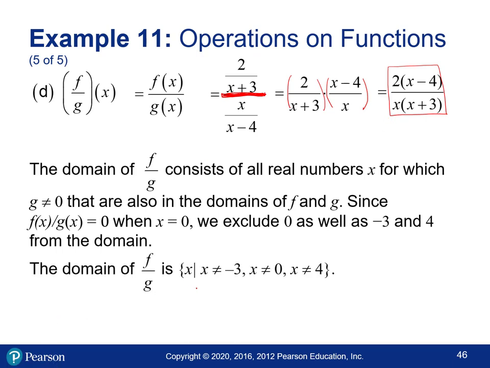So the domain, we have to exclude 4 because in the function g, 4 was not allowed. So we don't want 4. We have to exclude -3 because in the function f, -3 wasn't allowed. But then in the new function, look at what is a problem. If we put a 0 here, 0 times anything is 0, so we don't want that either. So we have to get rid of all 3 of those for our domain. So the domain is all x's except those 3 that caused a problem. So that one had a little bit more involved with the domain part of the question.